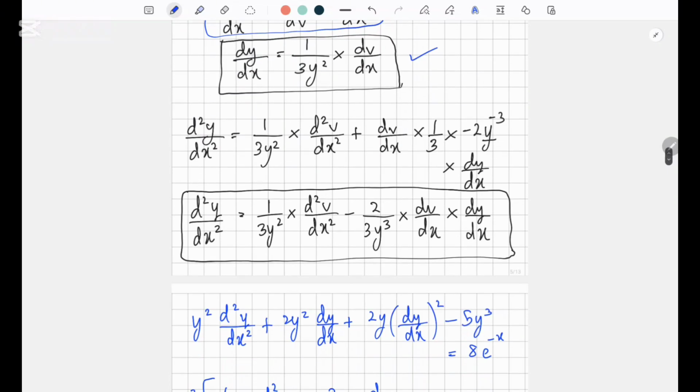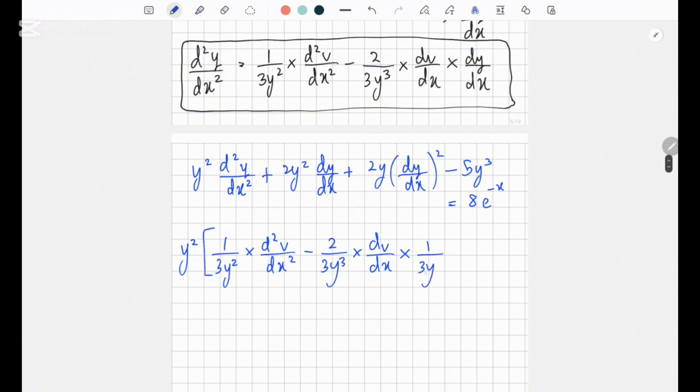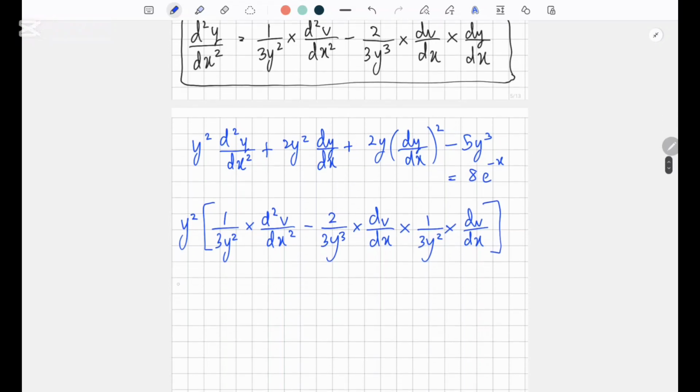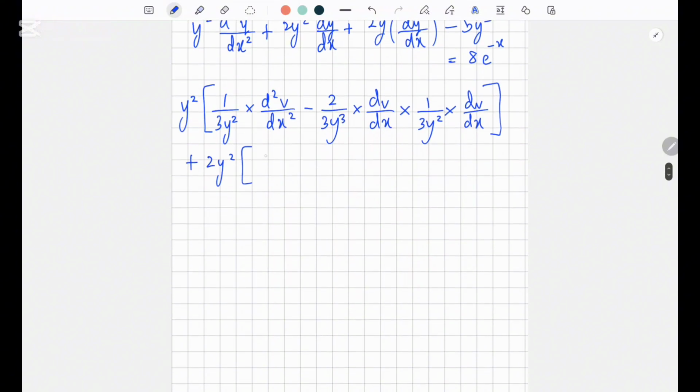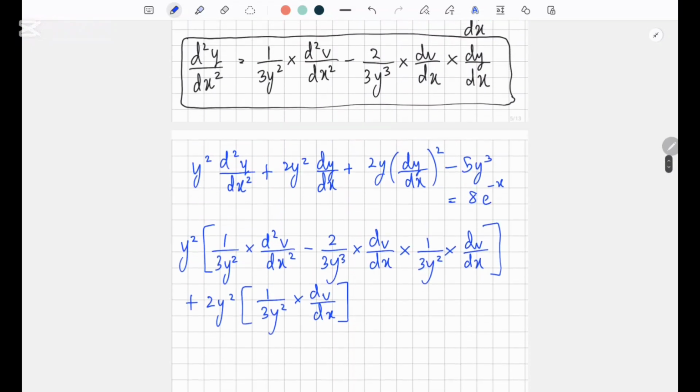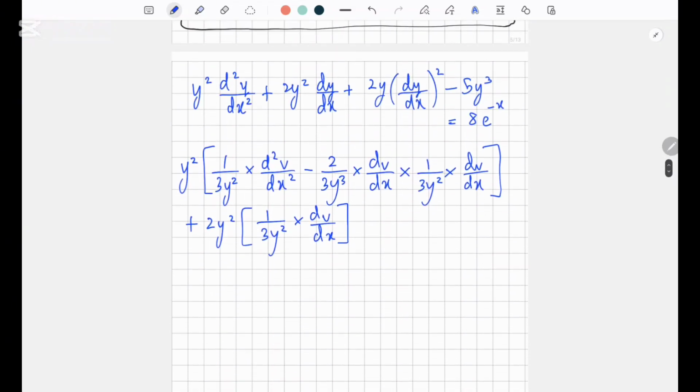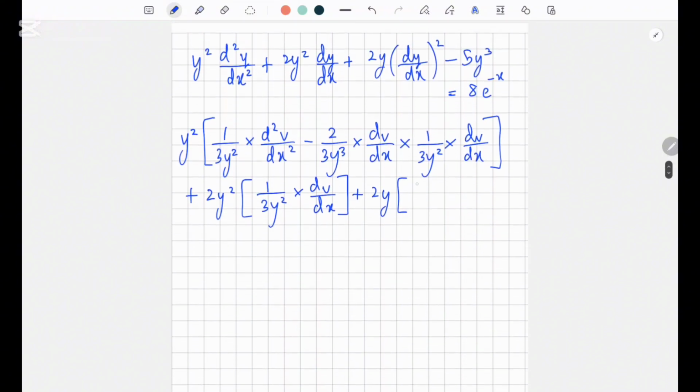Which is basically that. So we can write 1 over 3y squared into dv over dx, right? Plus 2y squared into dy over dx, which is the same thing, 1 over 3y squared into dv over dx, plus 2y into dy over dx squared. So that's 1 over 3y squared into dv over dx squared, right? Minus 5y to the power 3 equals 8 e to the power minus x.